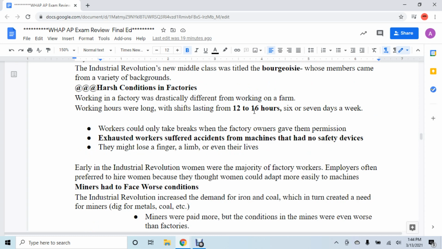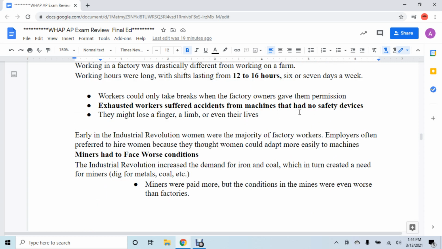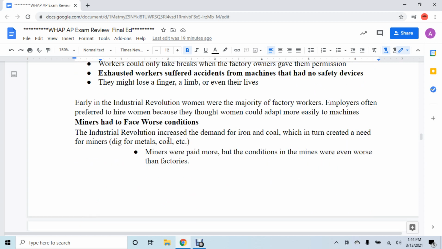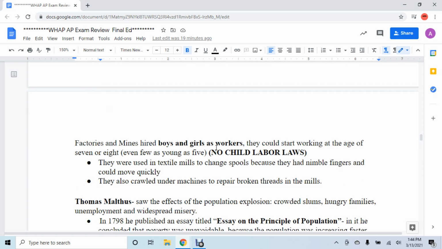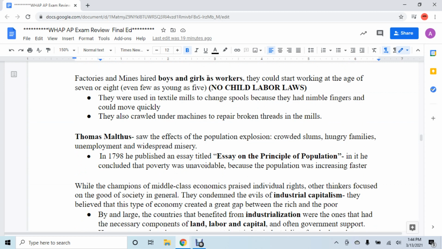Harsh conditions in the factory, 12 to 16 hour work days, exhausted workers, very unsafe. You might get something here. In mines, it was actually worse off, much more unsafe than working in a factory. Boys and girls were working, so child labor laws. So you would have something like that talking about the social impact of the Industrial Revolution on family units. So that might be a question you might get.